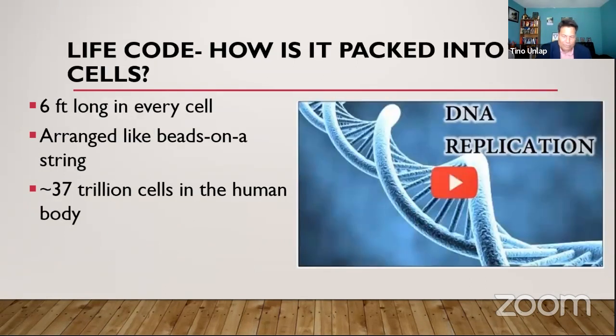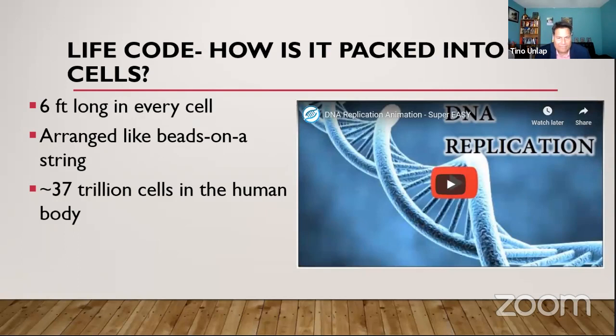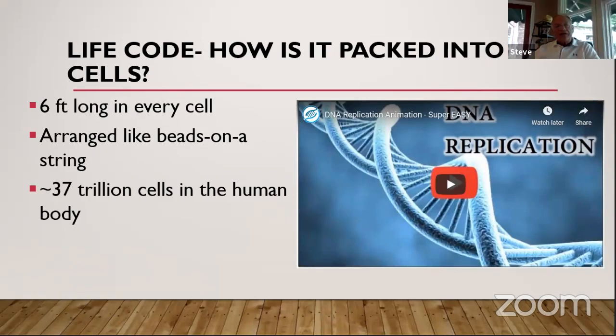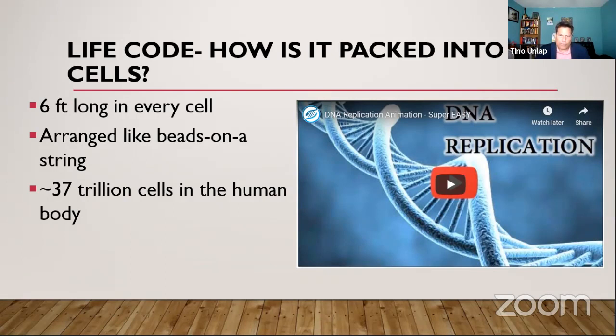Steve, let's move on to the second one. Tell us how you can get something that is 6 feet long into a cell in a way that you can't even see it. That's a very valid question. Number one, you have 6 feet, that's 2 yards or 2 meters, right? And you're going to tell me that you can pack that into an entity or into the cell, not just the cell, but part of the cell that we cannot even see with the naked eye.